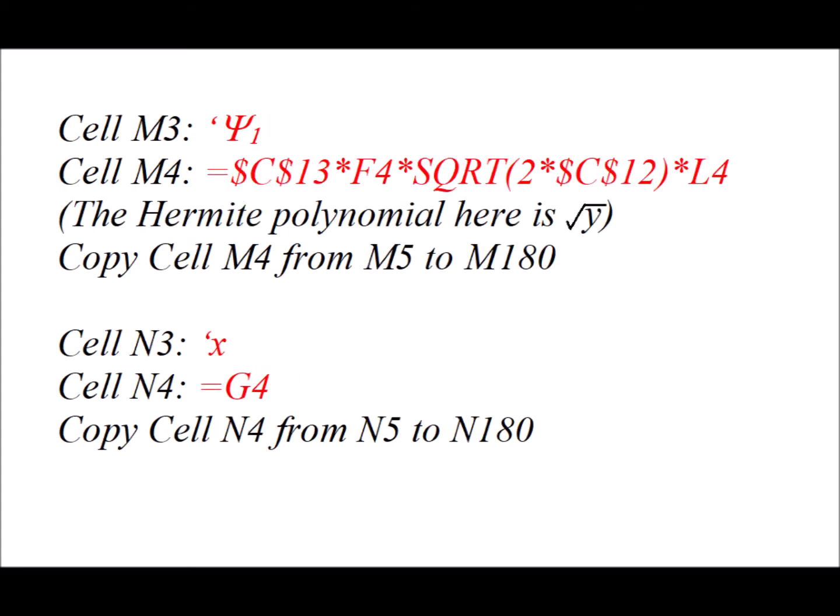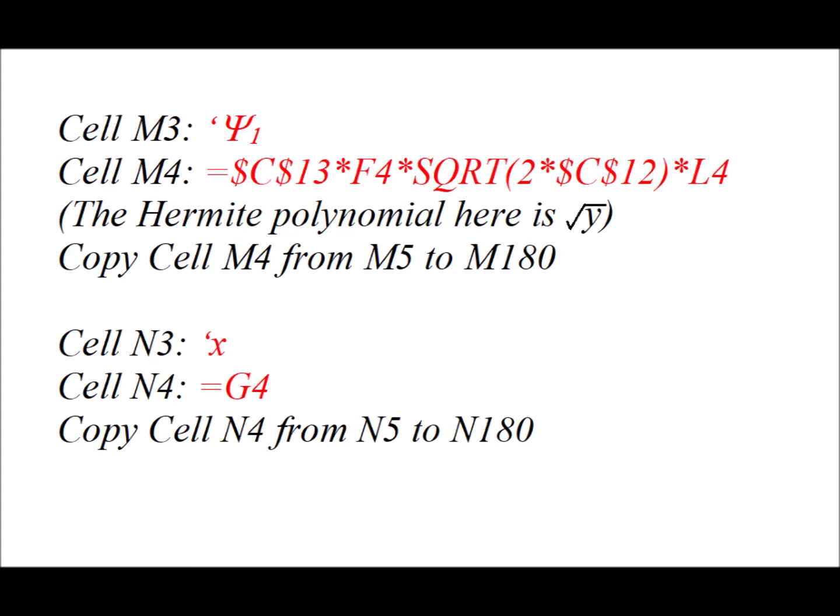In cell M3, we have the label psi sub 1, so this is the next eigenfunction. In cell M4, we compute that. Note here that the Hermite polynomial is the square root of y. Then we copy cell M4 from M5 to M180.